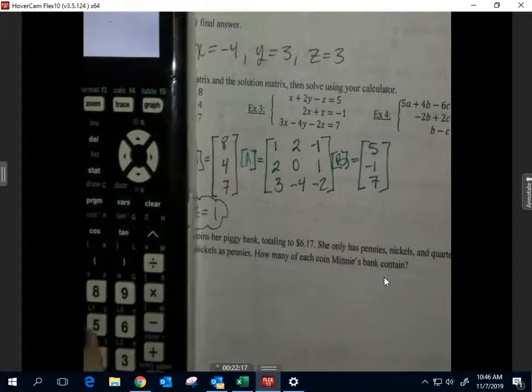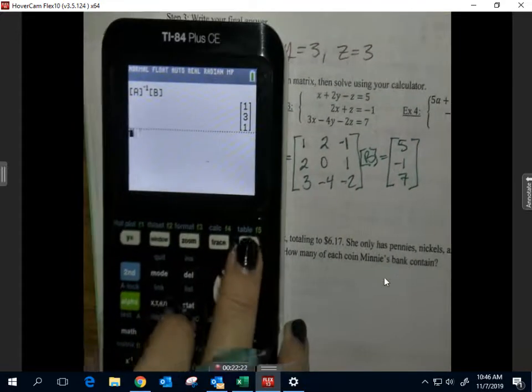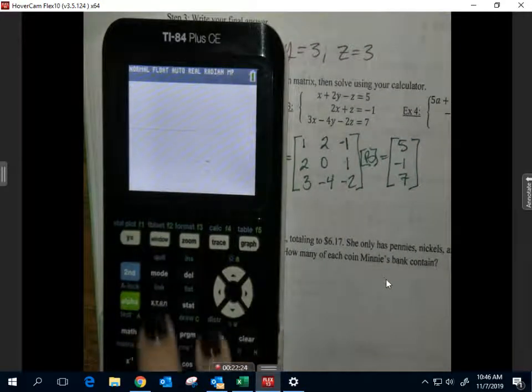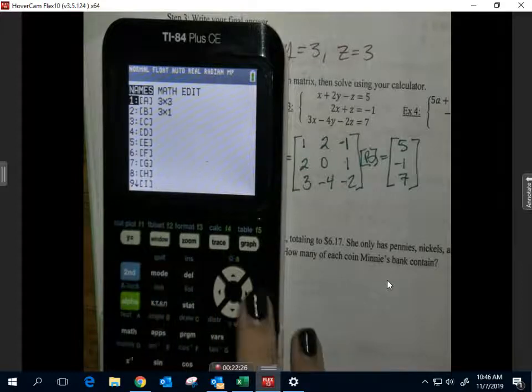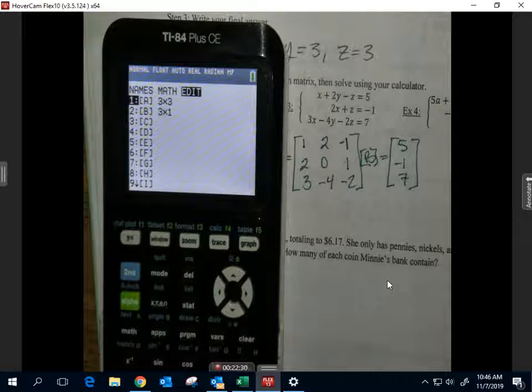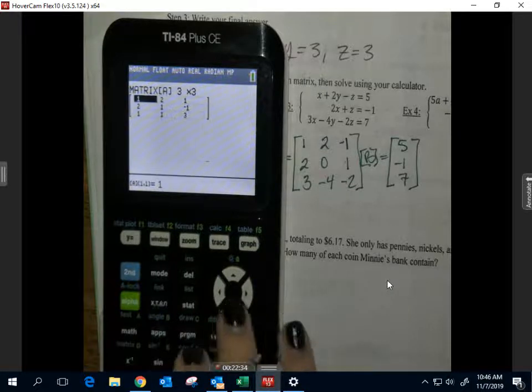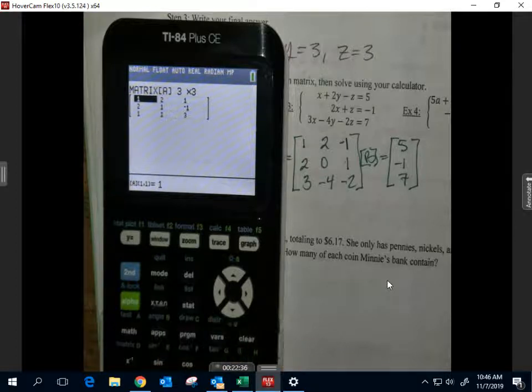Alright, let's make these in our calculator. What do I press first? Second matrix. Then where do I go? Edit, 1. And then we hit the arrow until we get to the matrix and start typing in the new numbers, going from left to right.